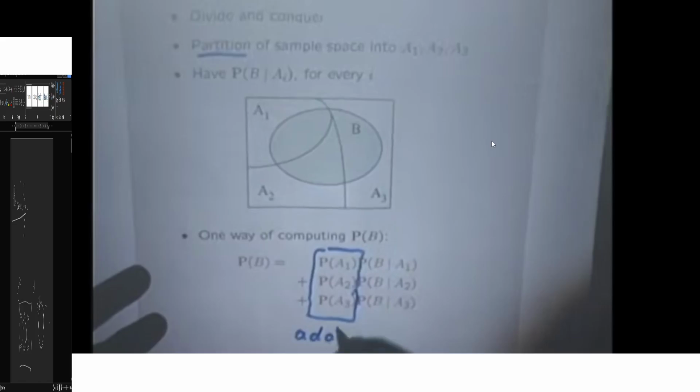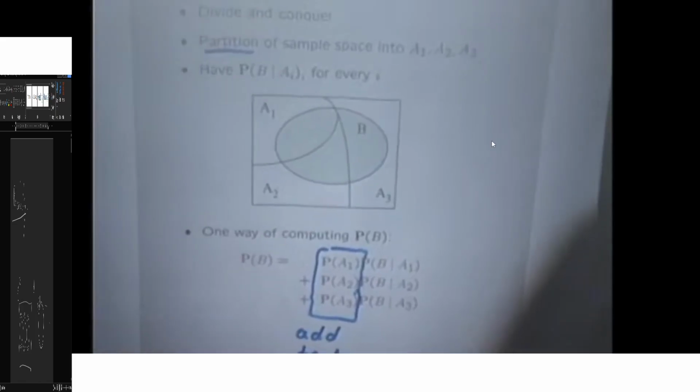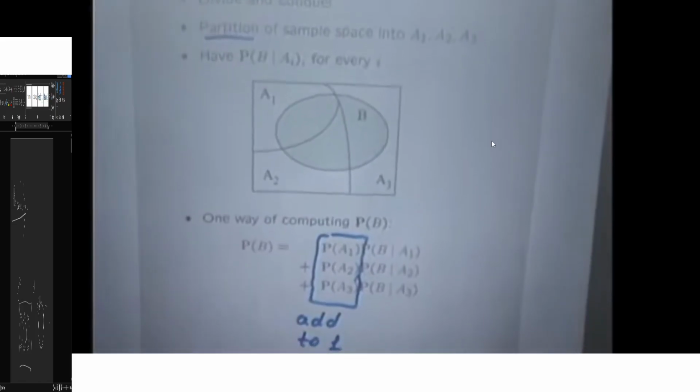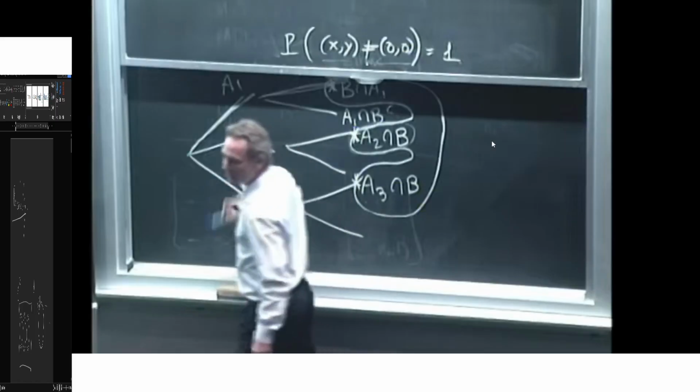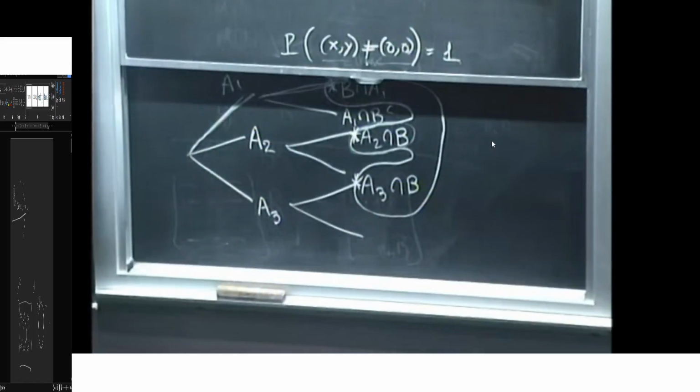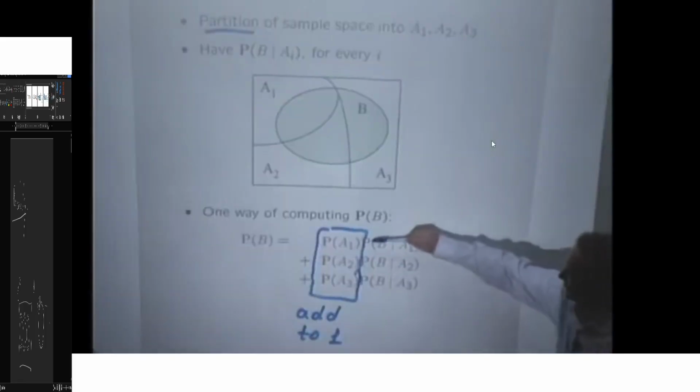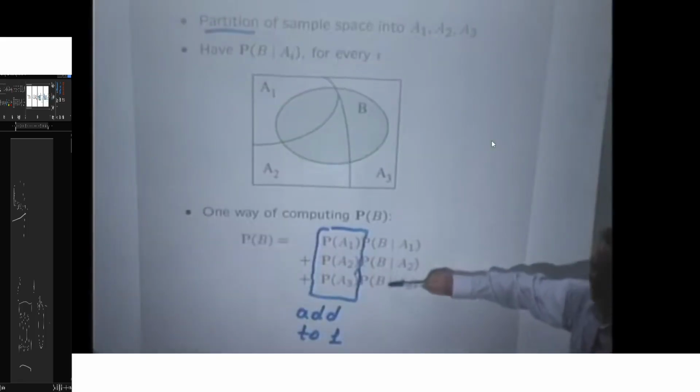Additivity? Add to what? They add to 1. To 1, yeah. So it's the probability of this branch plus this branch plus this branch. So what we have here is a weighted average of the probabilities of the B's in the different worlds or in the different scenarios. Special case.